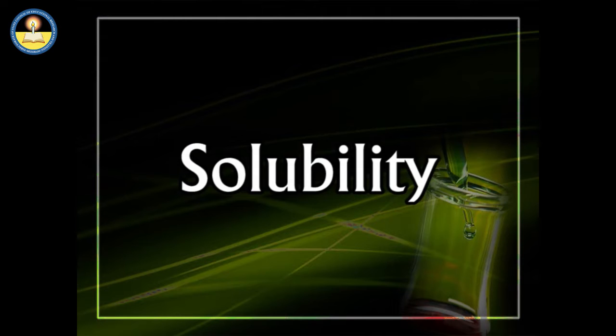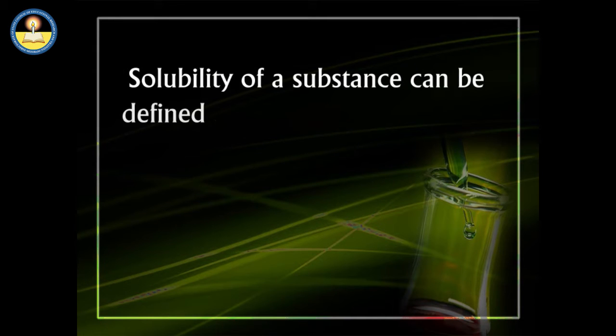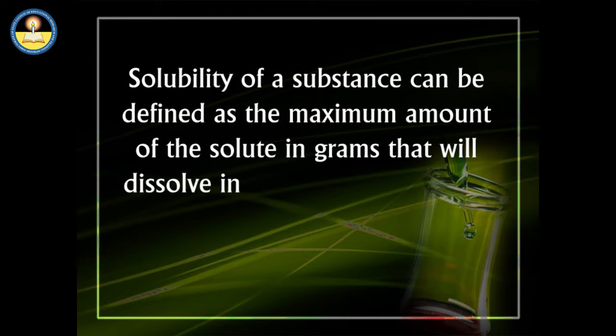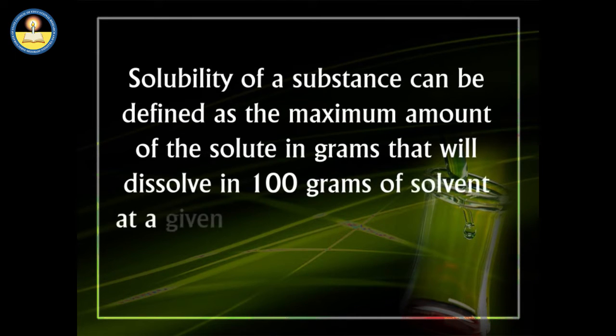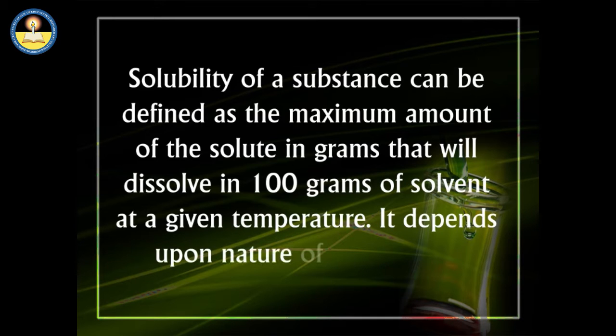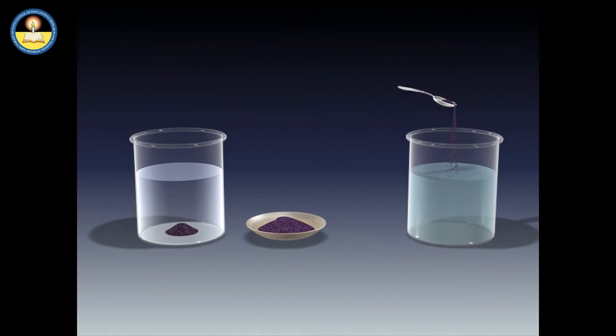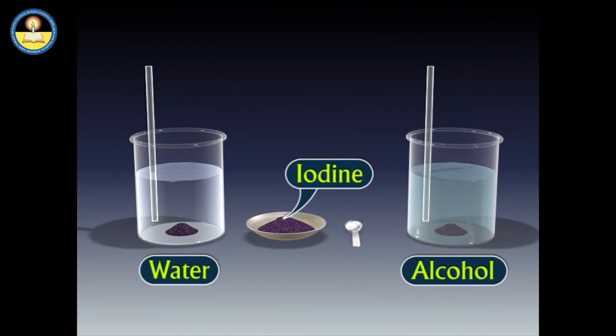Let us discuss about solubility of a substance. Solubility of a substance can be defined as the maximum amount of the solute in grams that will dissolve in 100 grams of solvent at a given temperature. It depends upon nature of solvent. A solute may have lower solubility in a certain solvent but a higher solubility in another solvent. Iodine crystals dissolve slightly in water but dissolve very well in alcohol.